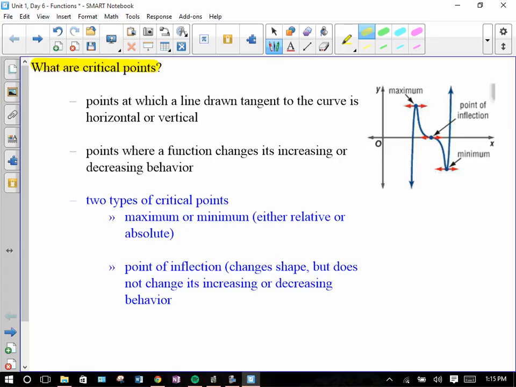And there are two types of critical points. There are maximums and minimums, which I think you guys know, if I say the maximum or the minimum, you have a general idea of what that might be. So there are two types of maximums and minimums, relative and absolute. Again, we'll explain what each of those are. And then you also have points of inflection where the graph changes shape but does not change its increasing or decreasing behavior. That means a point of inflection happens when a graph changes the way it looks but it still continues decreasing or increasing.